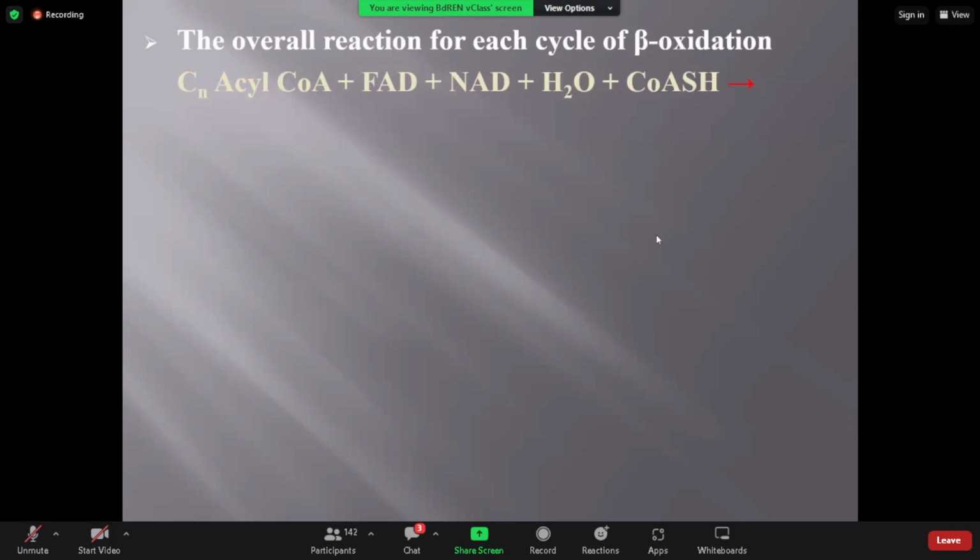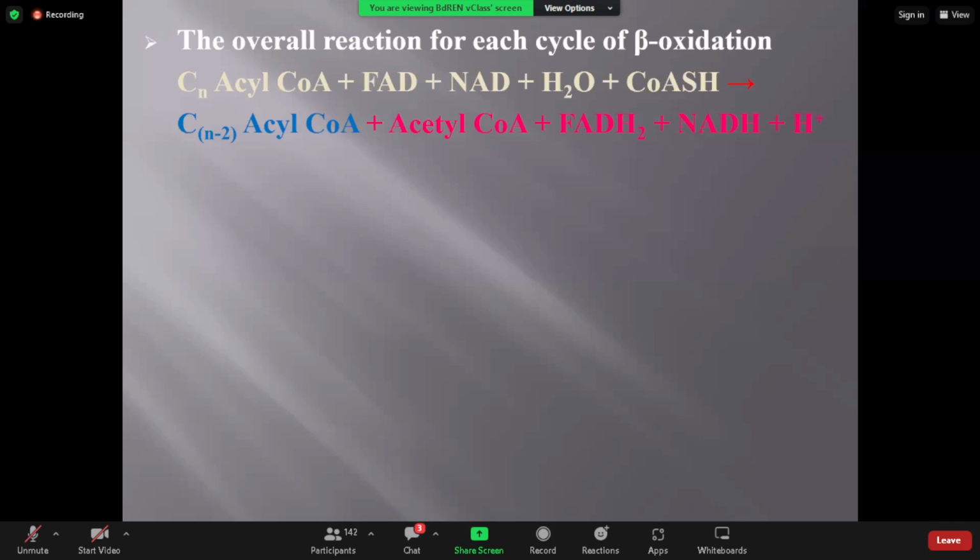So the first cycle, this is n. After completing the first cycle, this component will contain how many carbons? N minus 2. Very good. This is n minus 2 acyl coenzyme A, FAD equals FADH2, NAD equals NADH, and coenzyme A equals acetyl coenzyme A. So this is the overall reaction, and this is a typical example.